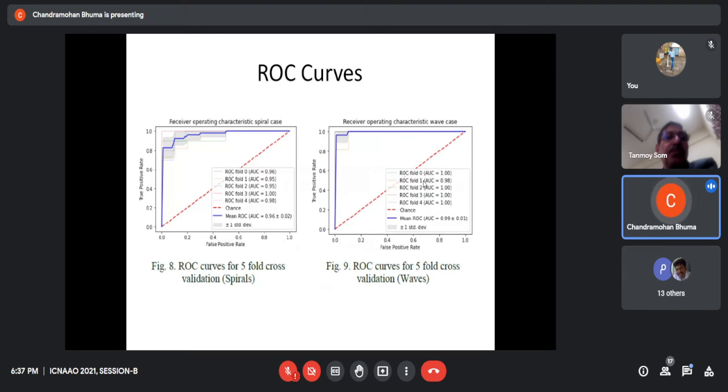Receiver operating characteristic curves are used to assess the performance of any binary classifier, assessing the true positive rate and the false positive rate. Ideally, it should be a vertical line. This is the ideal case for a binary classification, because we want 100% true positives and we don't want any false positives. So any deviation from the vertical line shows the performance of the suggested model. I've shown here it's almost vertical except in this region.